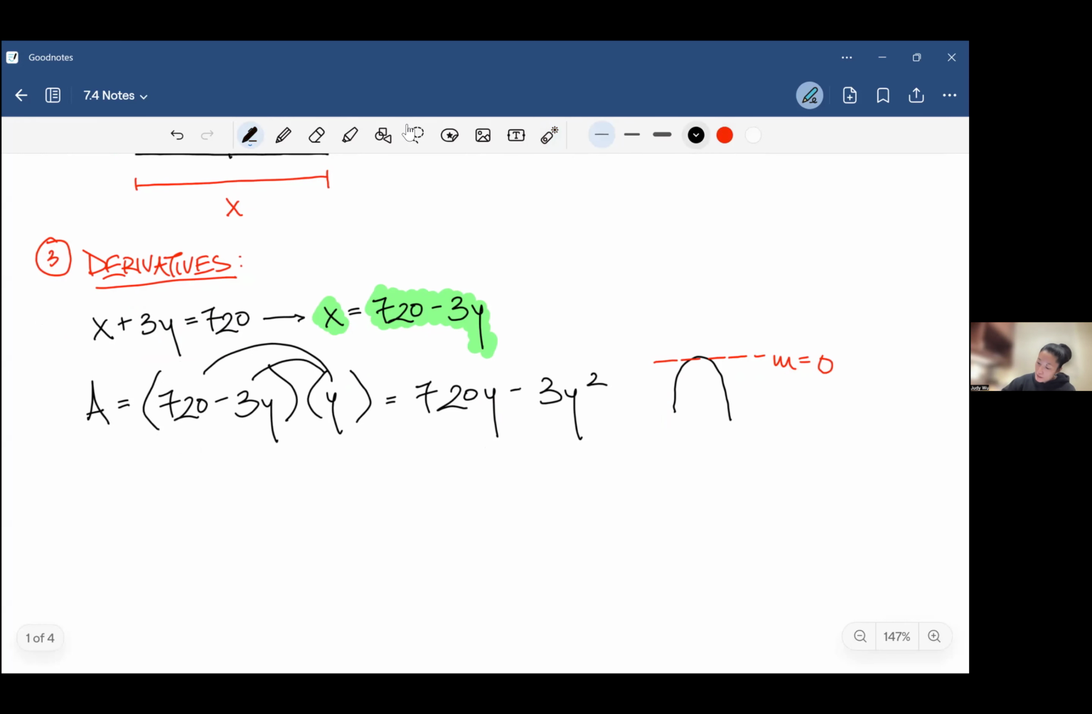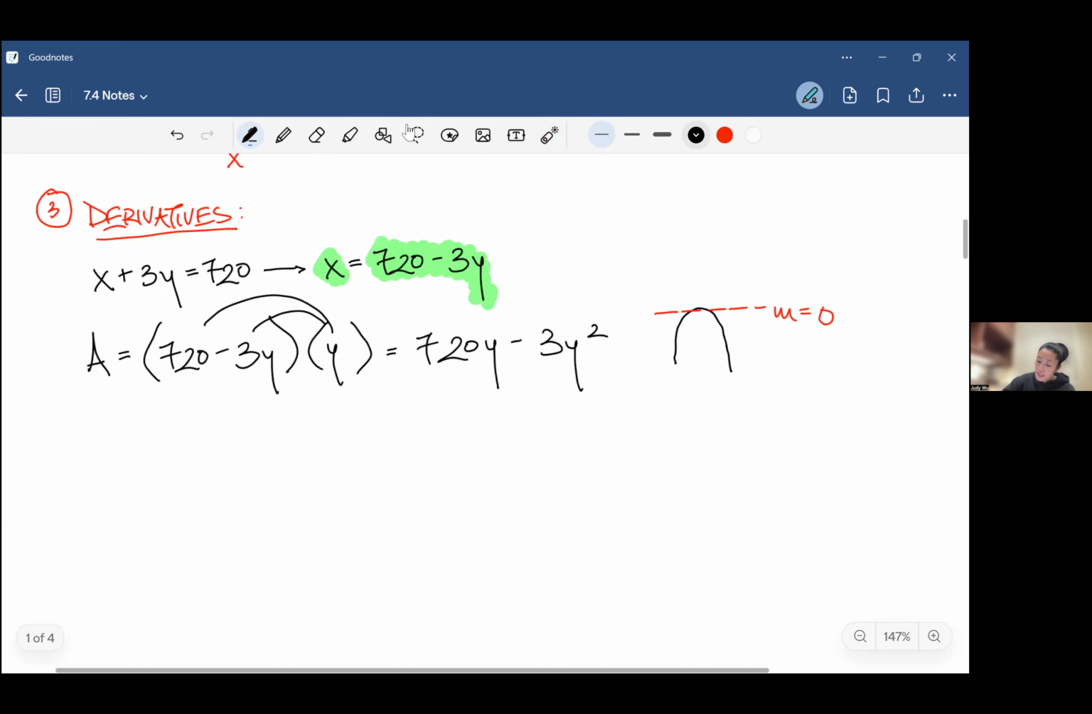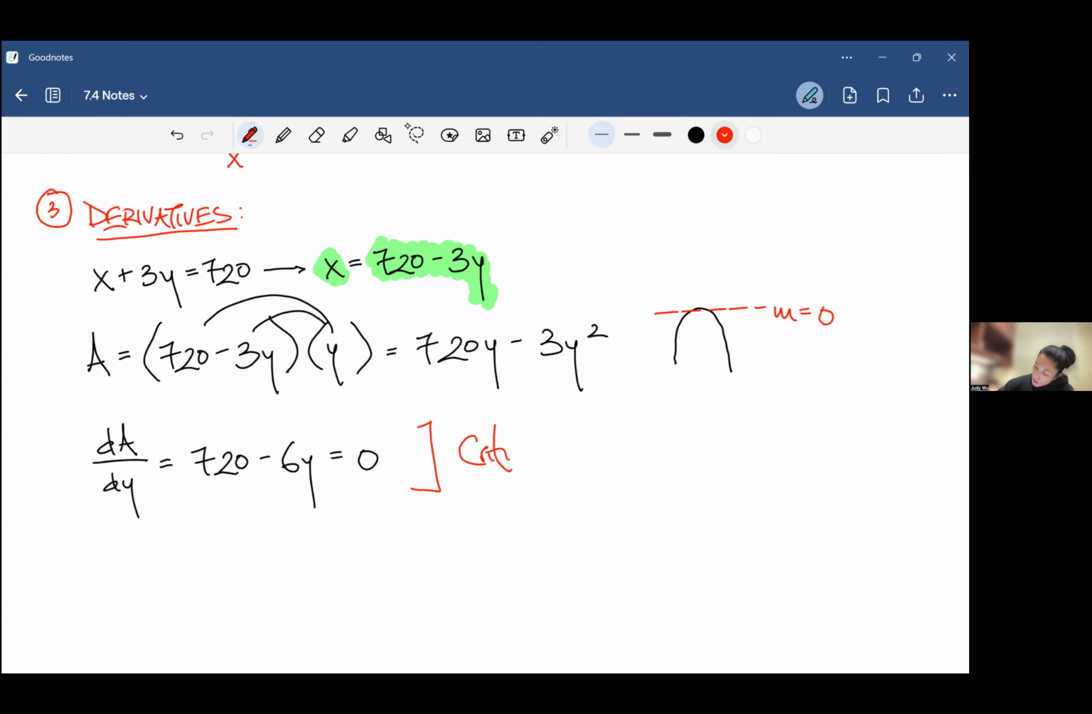And so what that allows us to say is that if we find our dA/dy and set it equal to 0, we should be able to find out where that maximum is, okay? So I'm going to go ahead and take a derivative. dA/dy equals 720 minus 6y. And I want to go ahead and set that equal to 0 because I'm looking for, maybe this is another familiar word, a critical point. Okay?